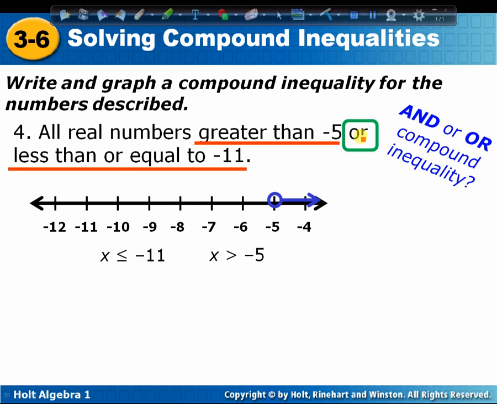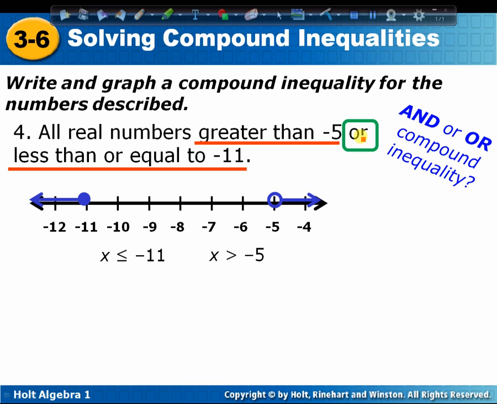So I'm going to go ahead and write that one. x is less than or equal to -11. This one, the circle is going to be closed because it says less than or equal to, so that one's going to have the extra mark. So the circle is going to be shaded, and it's going to be shaded to the left for less than.